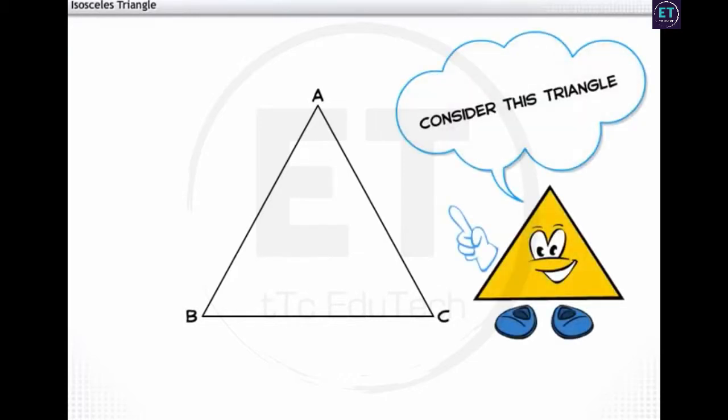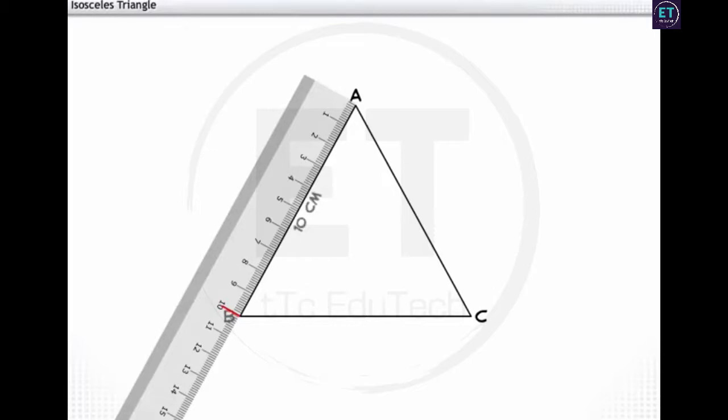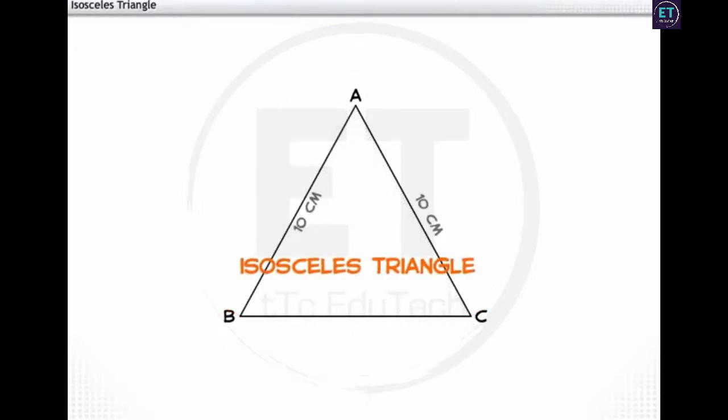Consider this triangle. Can you determine its type? On measuring its sides, we can see that two of its sides are equal. It's an isosceles triangle. The third side becomes the base of the isosceles triangle. Now, let's join the vertex to the base of the triangle.